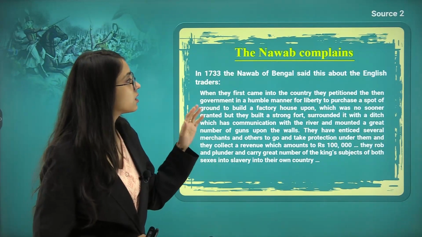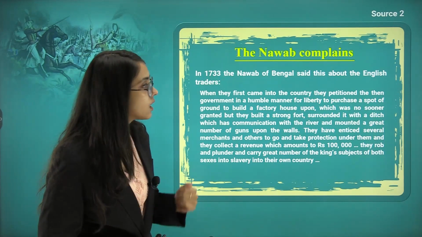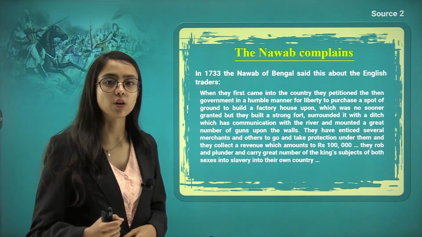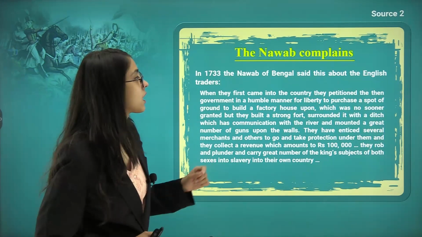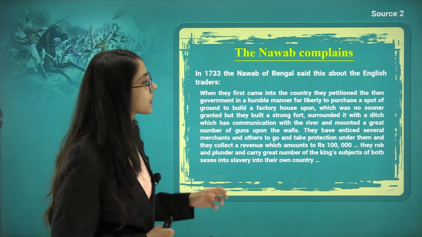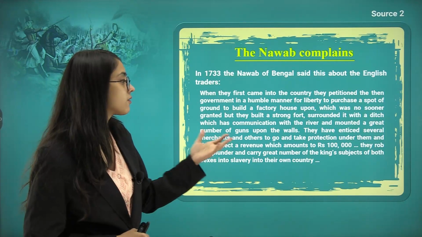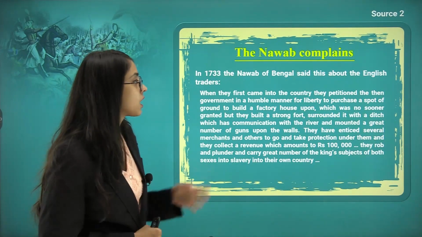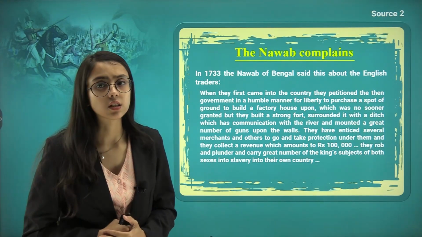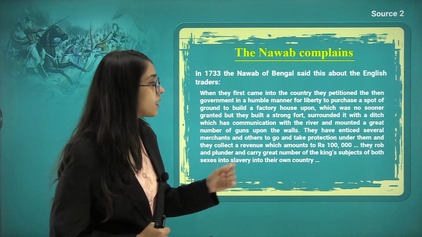In 1733, the Nawab of Bengal said this about the English traders: When they first came into the country, they petitioned the then government in a humble manner for liberty to purchase a spot of ground to build a factory, which was no sooner granted, but they built a strong fort instead, surrounded it with a ditch which has communication with the river, and mounted a great number of guns upon the walls. They have enticed several merchants, traders and others to go and take protection under them, and they collect a revenue which amounts to rupees 1 lakh.